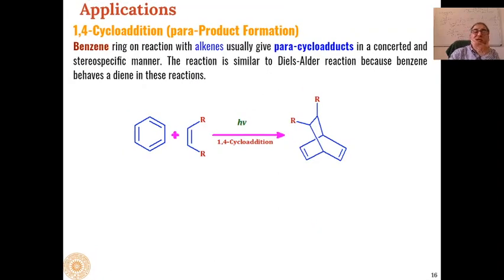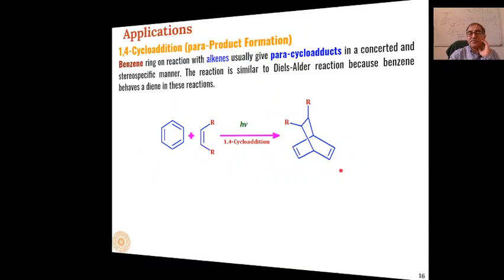Then 1,4-cycloaddition, here the para product formation takes place, and this reaction is similar to the Diels-Alder reaction. Here the mechanism is also a concerted and stereospecific mechanism. So here the aromatic system, this benzene, will behave as a diene, whereas this will act as a dienophile. So there will be a 4+2 cycloaddition type of thing, and the product formed will be a para product.